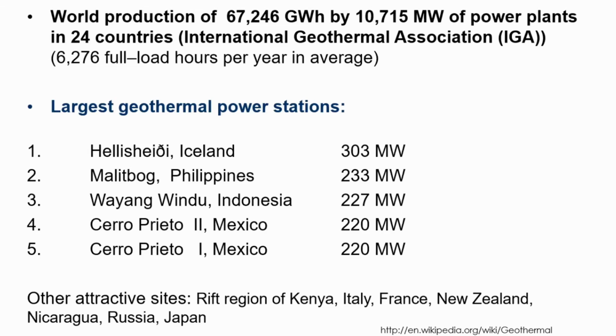Compare it to a photovoltaic power plant in Germany, which offers only about 1,000 full load hours. The largest geothermal power station is now in Iceland, the Hellisheiði with a power of 303 megawatts. The next one is in the Philippines, in Malitbog with a power of 233 megawatts. Then the next in Indonesia, 227 megawatts. Mexico, there are two equal ones with 220 megawatts. Other attractive sites are the Rift region in Kenya, but also in Italy, France, New Zealand, Nicaragua, Russia, and Japan.